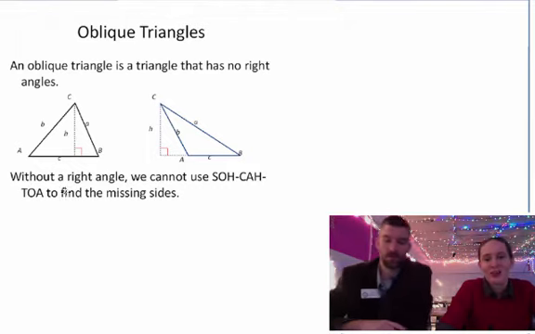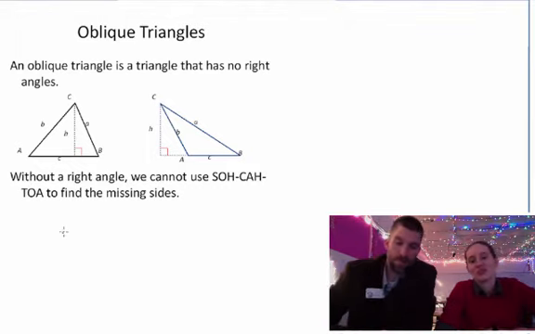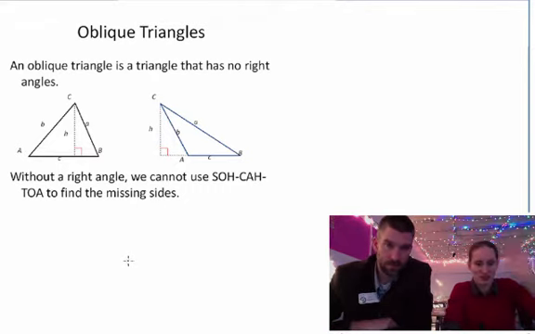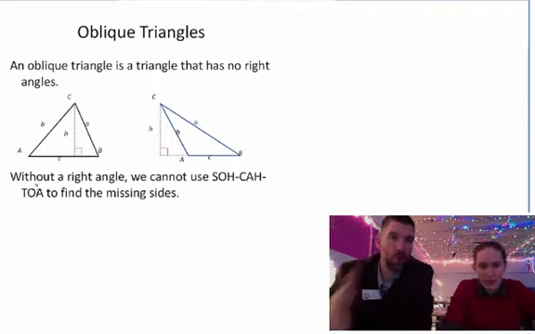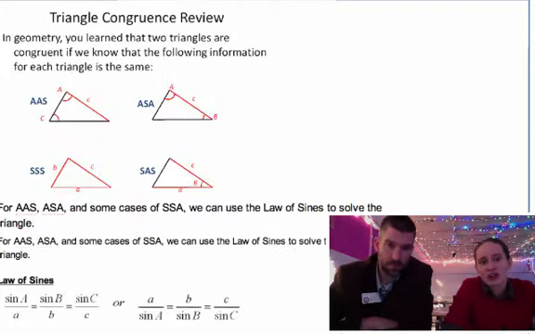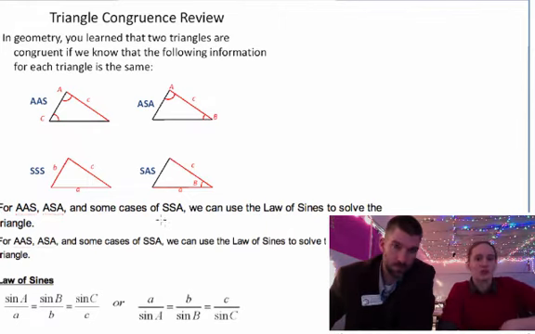Without a right triangle, we cannot use SOHCAHTOA to find the missing sides or angles. We can't use the fact that sine of the angle equals opposite over hypotenuse because we don't have a hypotenuse, because we don't have a right angle. It only works with right angles. Here are two examples of what those oblique triangles can look like. So, we have to come up with something else.